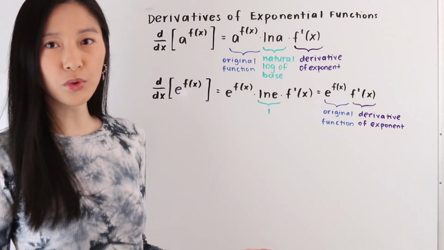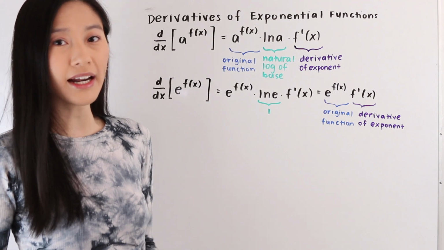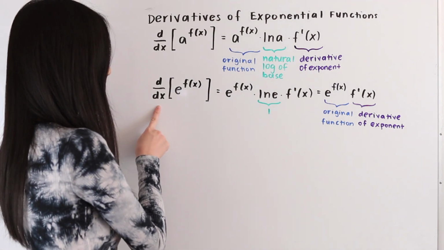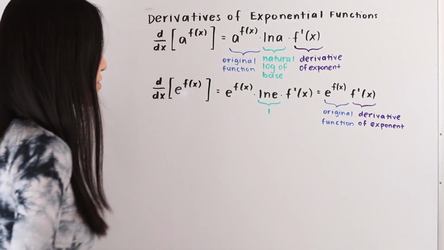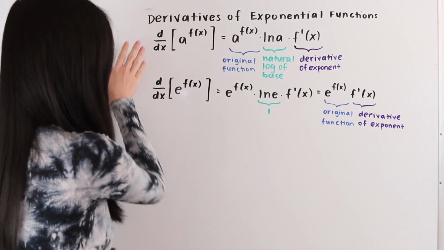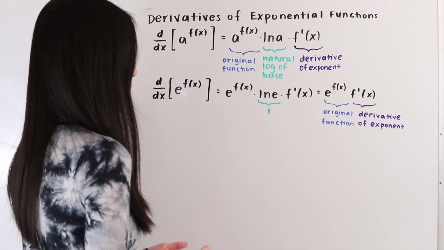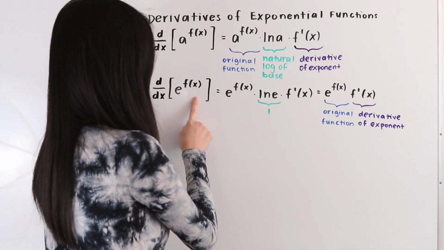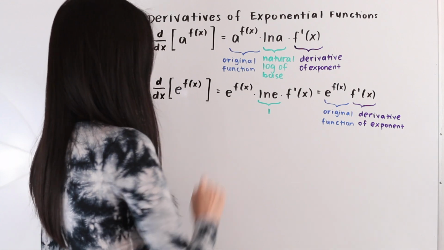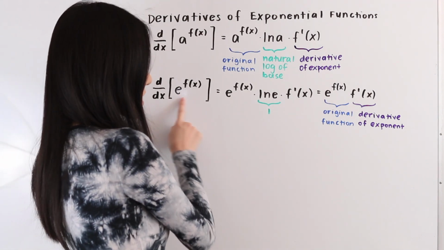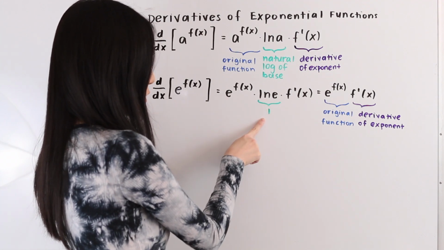A lot of textbooks will write a separate formula for the case where a is equal to e. So we have here the derivative with respect to x of e to the f of x. All we're doing is still applying this formula here, but it's just a special case. We rewrite our original function, so here we have e to the f of x as shown here. And then we take the natural log of the base. Here the base is equal to e, so we have ln of e, which is equal to 1.